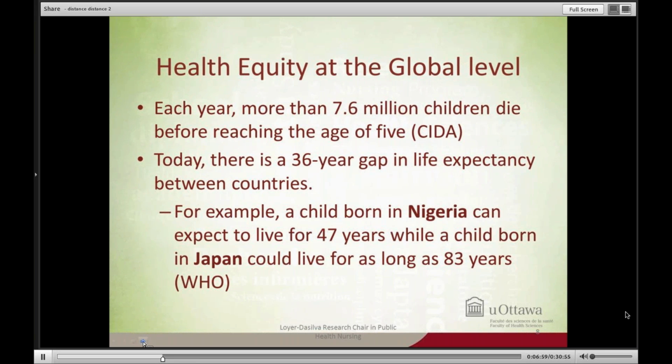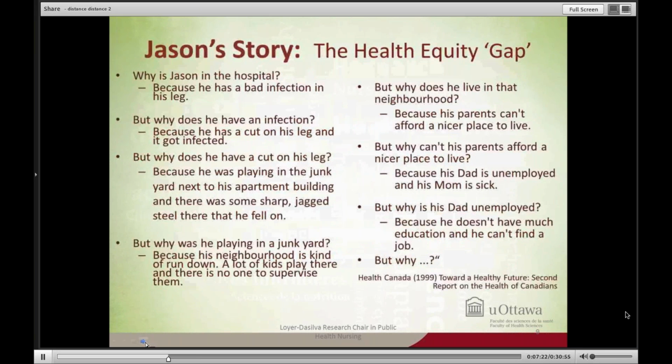For example, a child born in Nigeria can expect to live for 47 years, while a child born in Japan could live for as long as 83 years. And that's from WHO stats. So you can see the significant difference between countries, just like we have between communities, even in our own local environment.